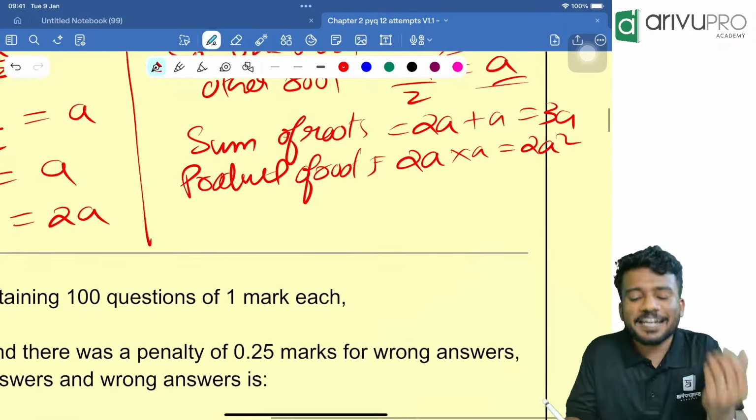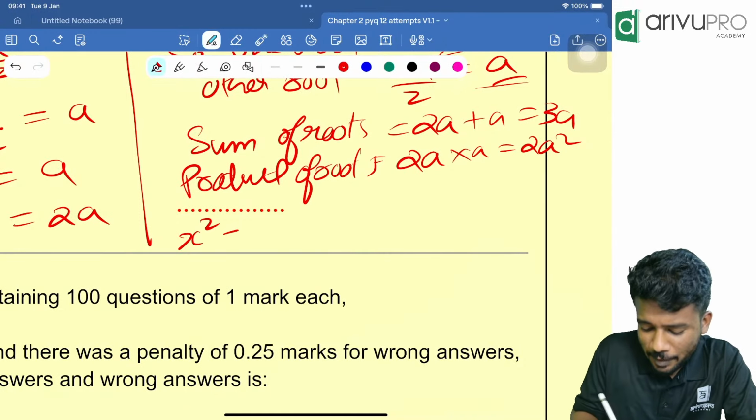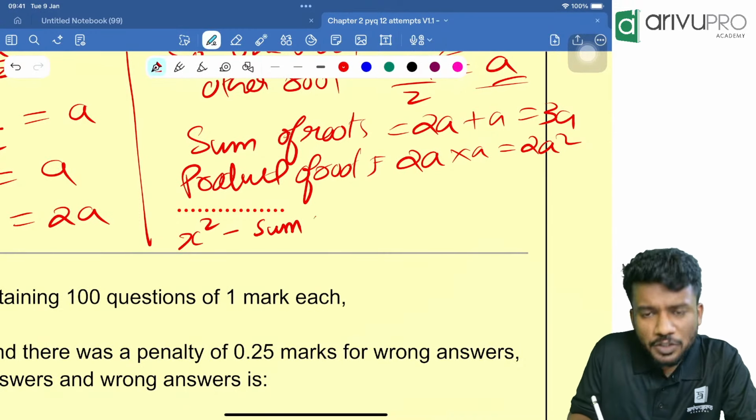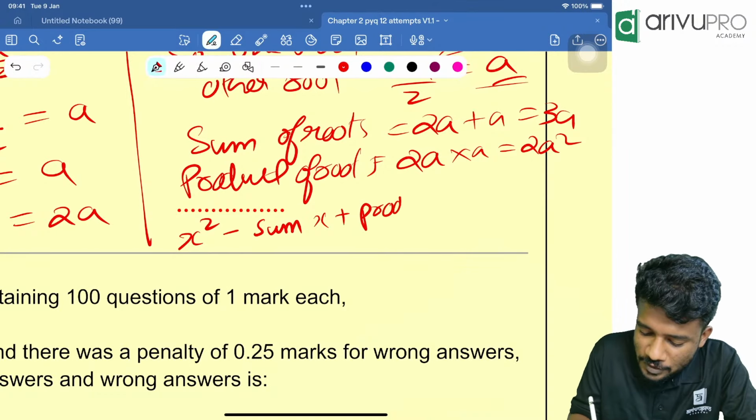Now how will you find the general formula? The general formula is nothing but x square minus (sum of the roots) into x plus the product, which is equal to what?